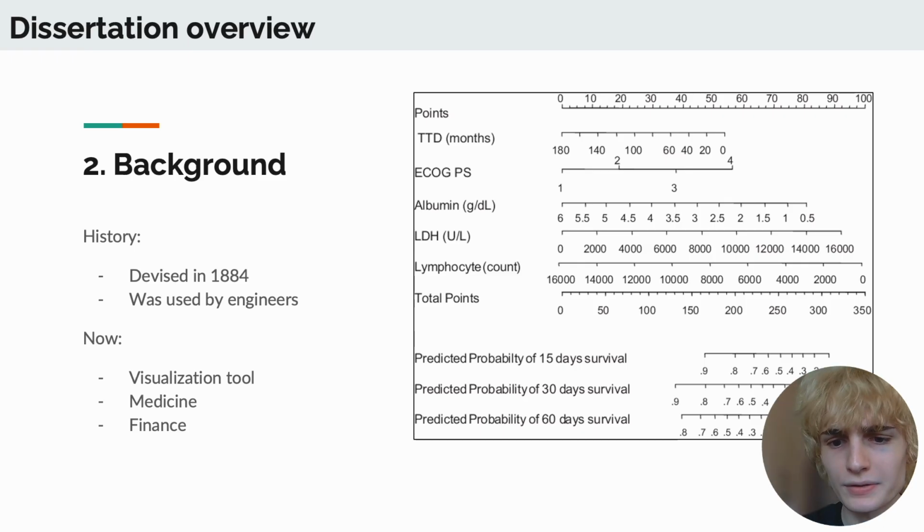So some quick trivia on nomograms. They were engineered in the 1880s by a French mathematician. At the time, they were quite a big breakthrough. They were mainly used by engineers, because we didn't have calculators back then. But nowadays, they're used mostly as a visualization tool in the fields of medicine, specifically a lot in oncology, the medicine of the field of cancer, and also a little bit in finance.